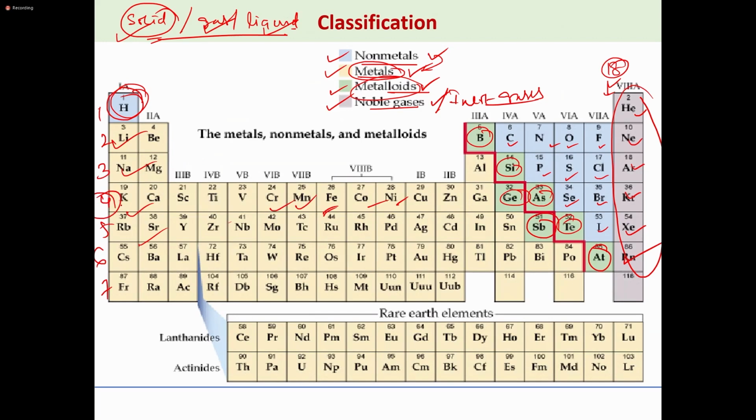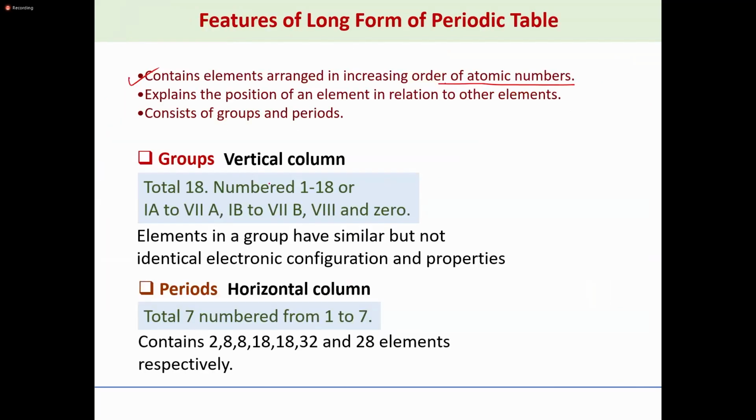if you see potassium, calcium, scandium, titanium, vanadium, chromium, manganese, it is arranged according to the atomic number: 19, 20, 21, 22, 23, 24, 25. So as the atomic number increases, the elements are arranged in increasing order of atomic number. Okay, so this is the first point.